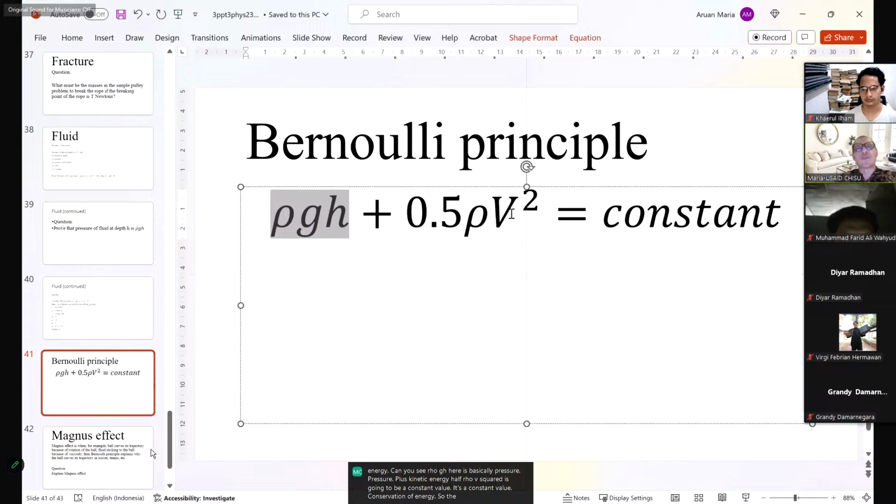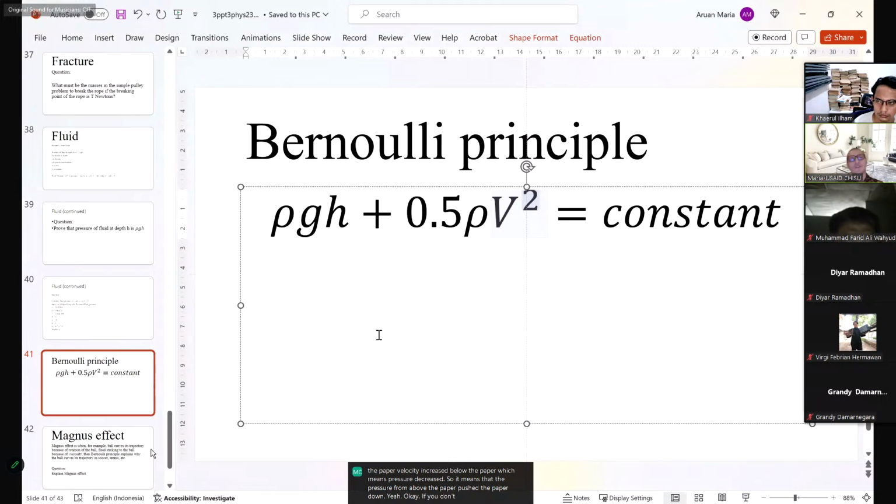So the greater the velocity, the lower the pressure, and vice versa. The greater the pressure, the lower the velocity. And remember, when I blew below the paper, velocity increased below the paper, which means pressure decreased. So it means that the pressure from above the paper pushed the paper down.